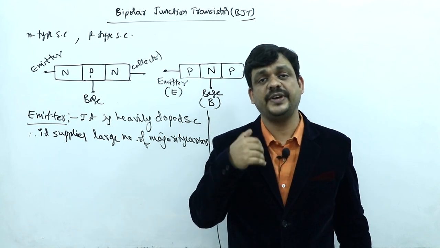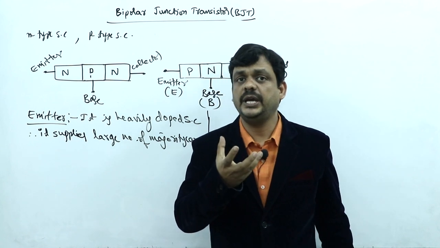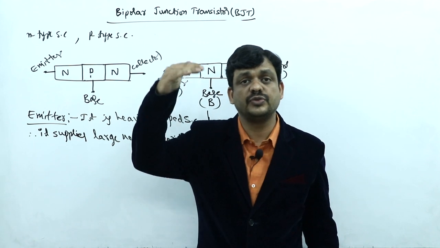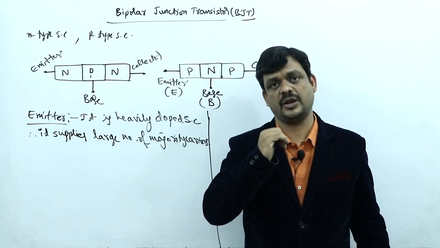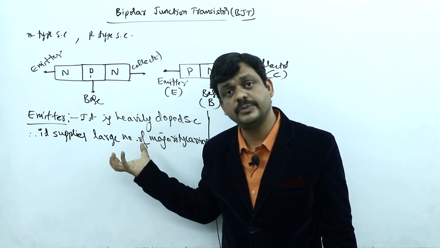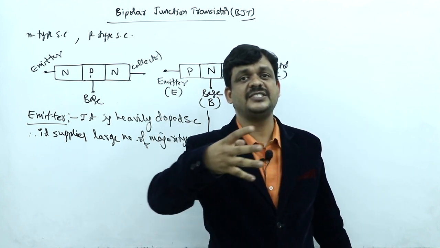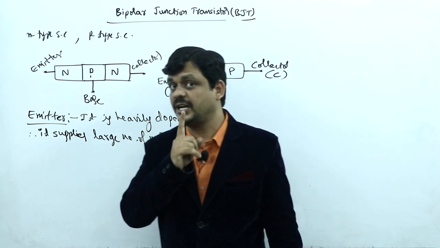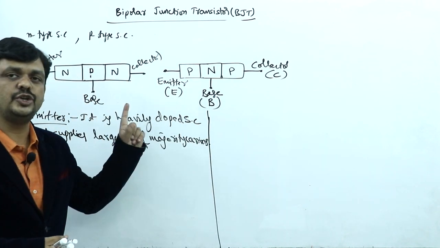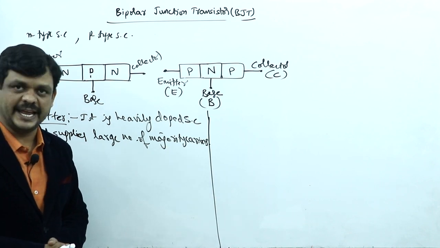If the doping level is very high, majority carrier concentration is also very high. According to the diffusion process, carriers always flow from higher concentration to lower concentration. Now this is a highly doped semiconductor with very high majority carrier concentration, so automatically it emits the carriers. That's why this terminal is called emitter. So the emitter is always a highly doped semiconductor, which supplies a large number of carriers.